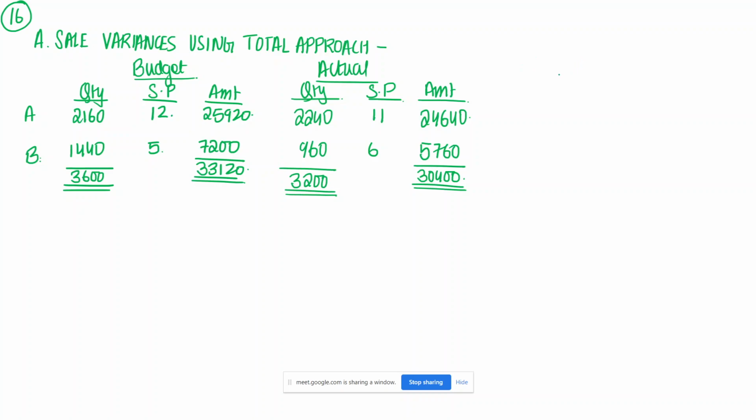Should I make one standard for actual? Yes or no? What are you going to make the standard for actual? Is there any output which is given to you? Very simple. Budgeted quantity, you were planning to sell 2160. You sold 2240. Very simple. So there won't be a third part of the column. There will be only this much in sale variances.